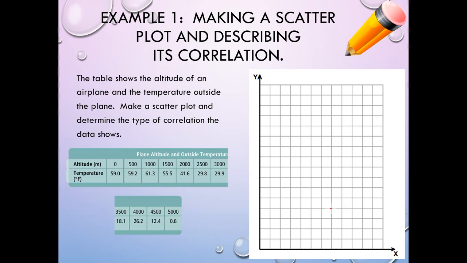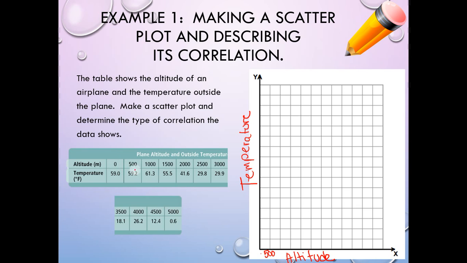Now, let's take a first look at this example. We need to make a scatter plot and then describe its correlation. So we have the altitude in an airplane and the temperature outside. So they say make a scatter plot and determine the type of correlation. It looks like our x value is going to be altitude. So I'm going to put altitude down here. And then I'm going to have temperature going upwards, like that. Label my axes. Now, it looks like my altitude goes up by a pretty constant amount of 500. So I think I want to go up by 500 each time here.